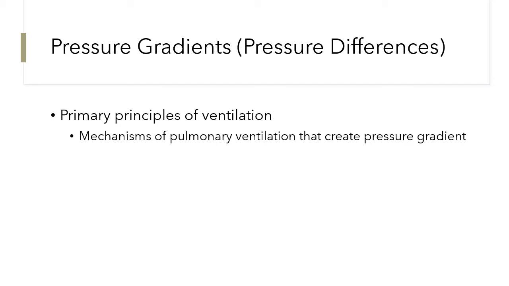So a pressure gradient is just a difference in pressure. It can be as little as 2 or 3 units of pressure, or it can be 100 units of pressure, but it's just a difference between a higher pressure and a lower pressure. The difference between an area of high pressure and an area of low pressure is called a pressure gradient. This is how we breathe, by creating pressure gradients between atmospheric pressure and alveolar pressure.